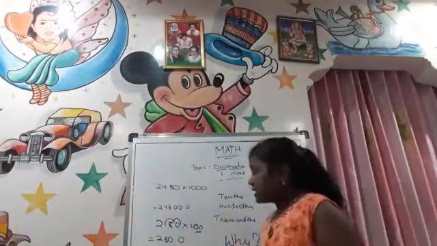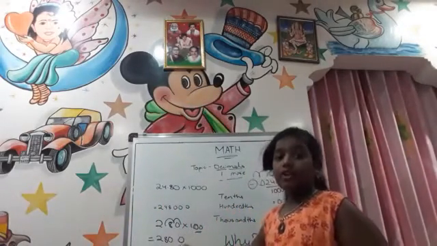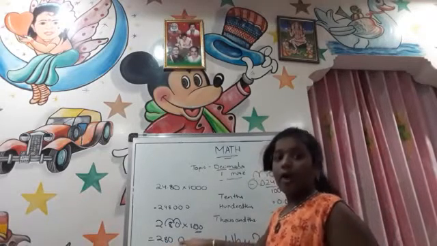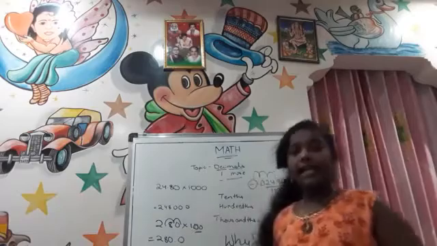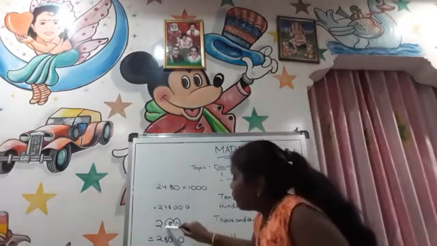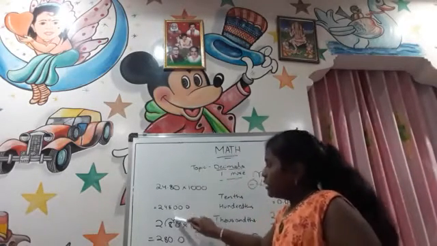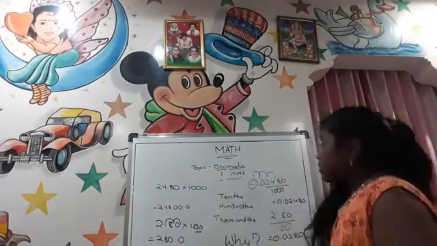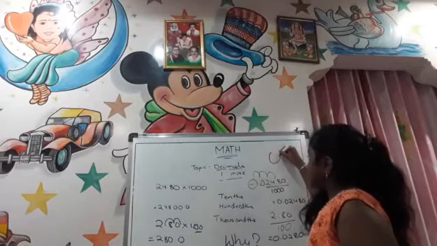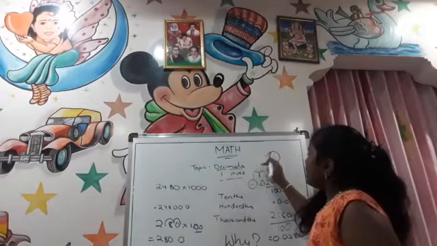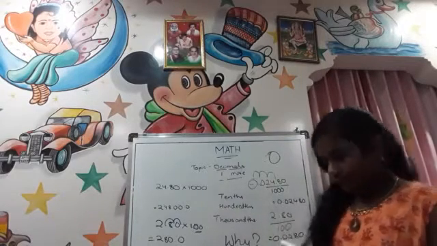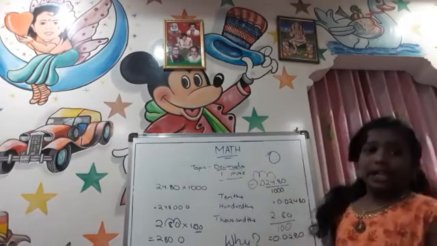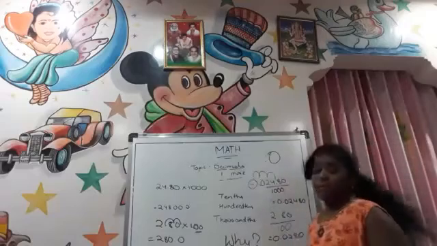And as I said here, the answer will be 2.280.0. How did I get this? I just moved this point here 2 spaces. So what will I have? 0.0. This point is the decimal point.